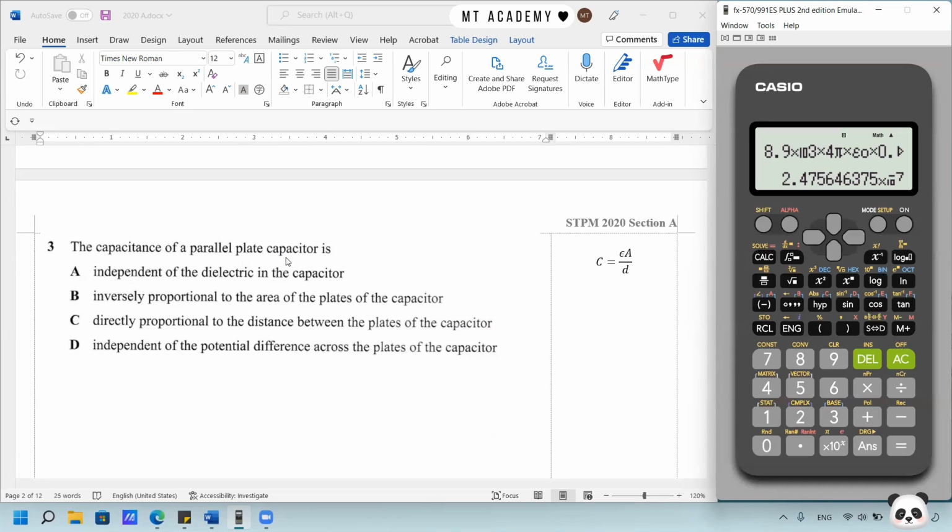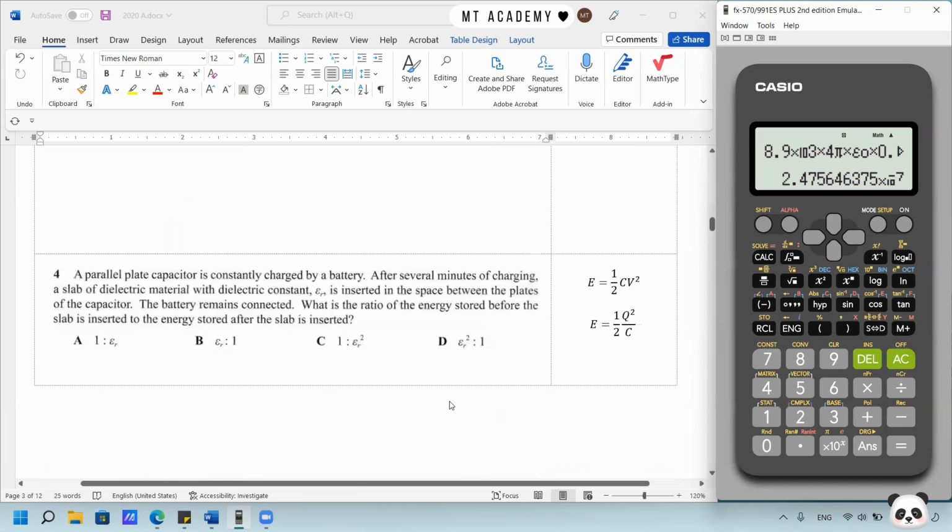Capacitance of a parallel plate capacitor is, so this is the formula, and let's study all the answers. Independent of dielectric is wrong, inversely proportional to the area, also wrong. Directly proportional to the distance between the plates, also wrong. Independent of the potential difference across the plates of the capacitor is correct. So potential difference only affects the total charge that can be stored in the capacitor. So proceed to question number 4.